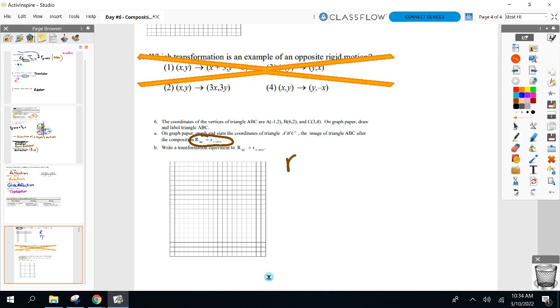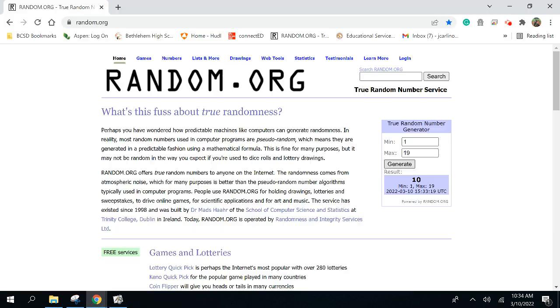All good? All right, go ahead, get going. You guys got plenty of time here. 13 minutes. If you have questions on how to read the compositions, let me know.